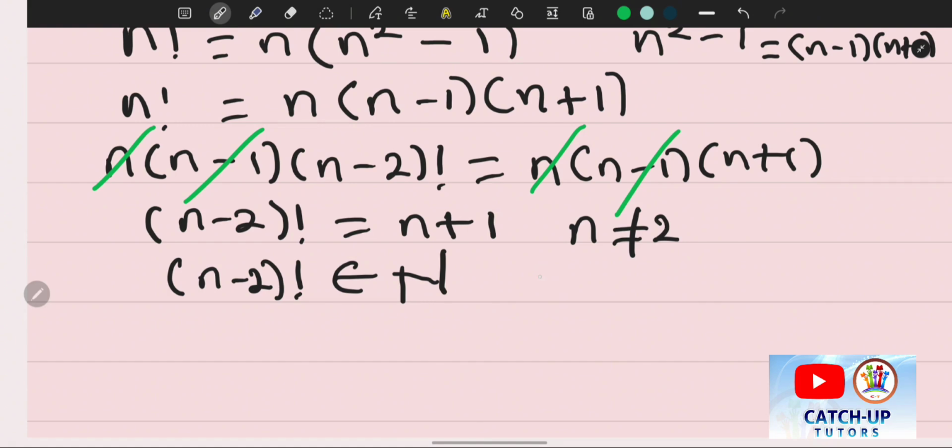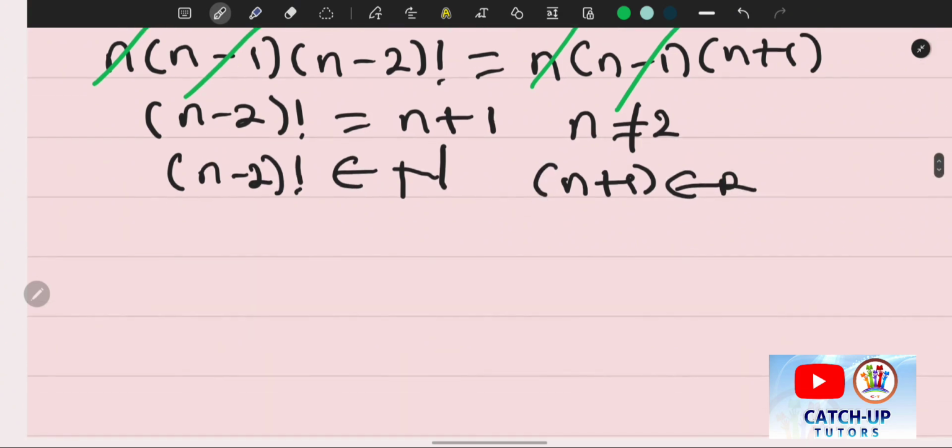Natural number, that also implies that n plus 1 must be what? Natural number. So do you understand that? Okay. Yeah, now let's proceed from here. Is there a way to simplify n minus 2 factorial?